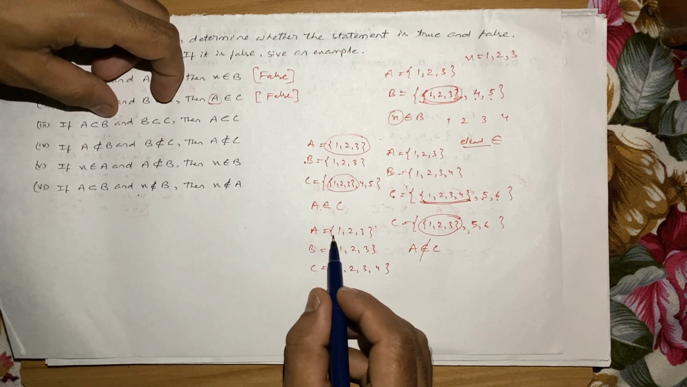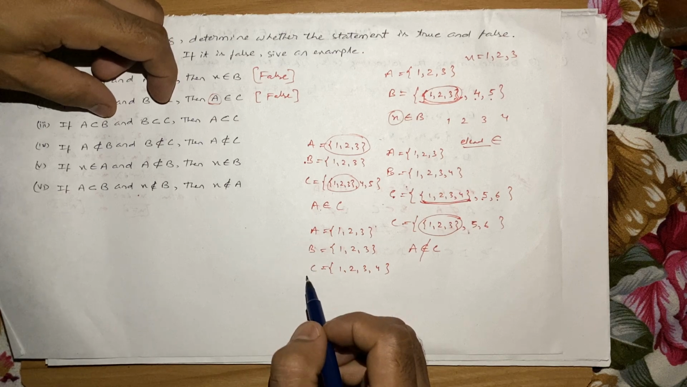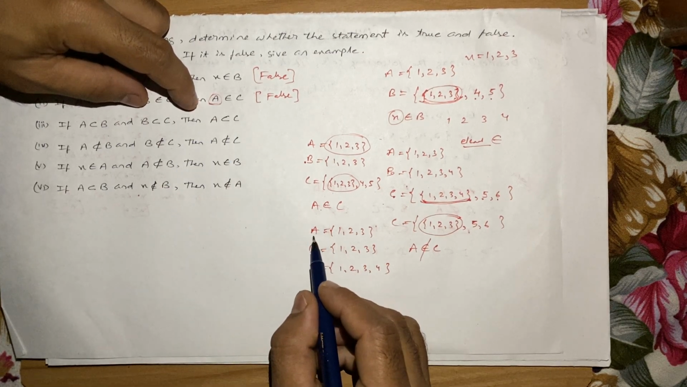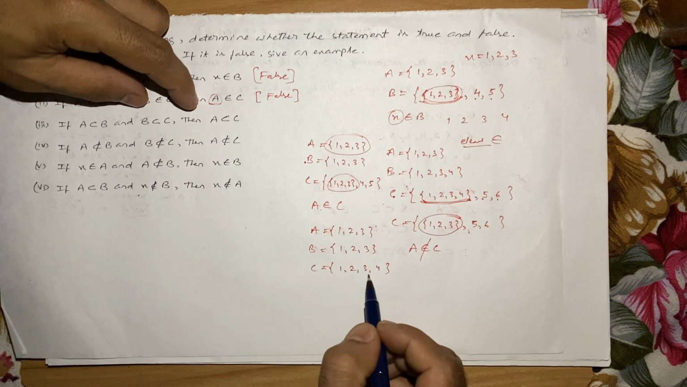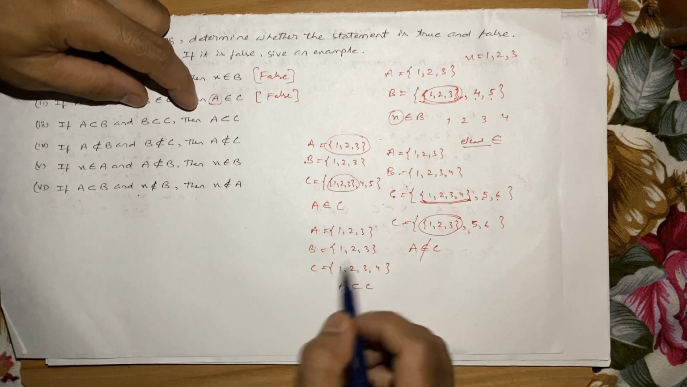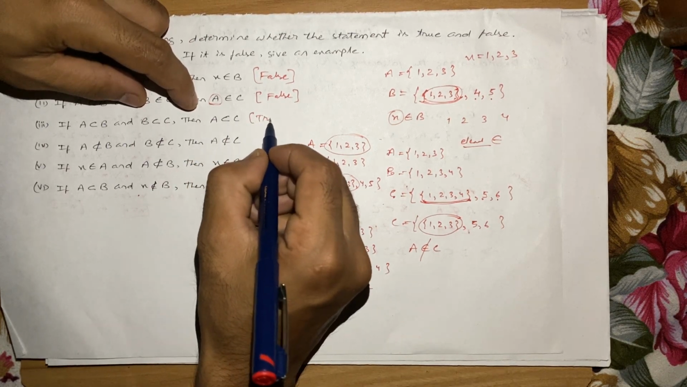A is a subset of B. All elements of A are present in B and all elements of B are present in C, so B is a subset of C. It says then A is a subset of C. Let's check. All the elements of A are present in C. Yes, so A is a subset of C. Okay, you can take any example and check, it will always be true. Okay, so this is true.